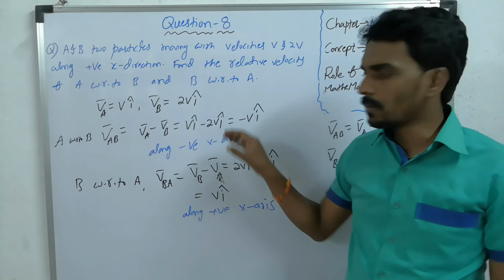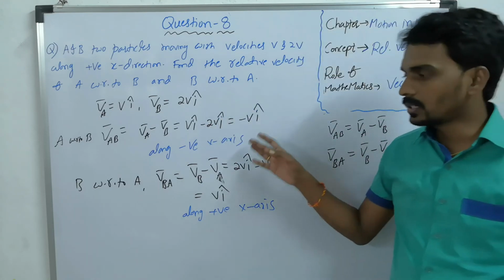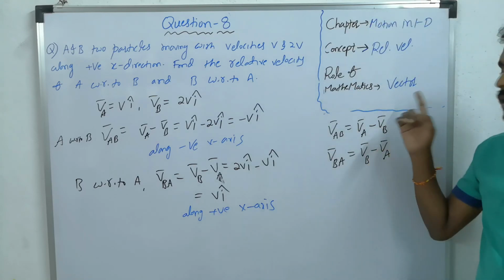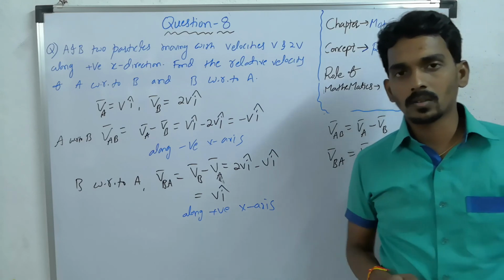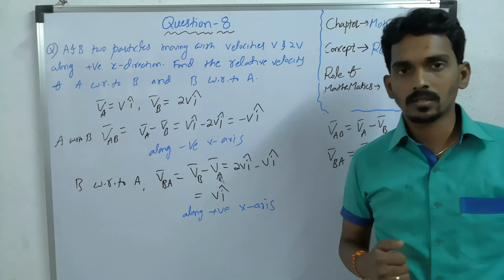So magnitude is important, and direction is also important. But you will get these things properly only when you use vector notation. That is the advantage of using vector notation in solving some numericals. So hope you understood. Thank you.